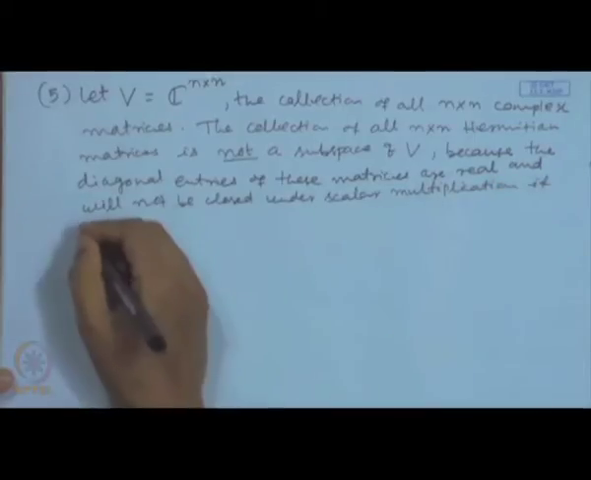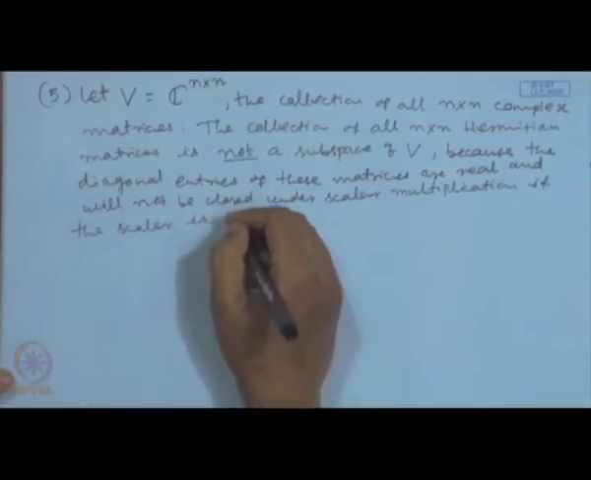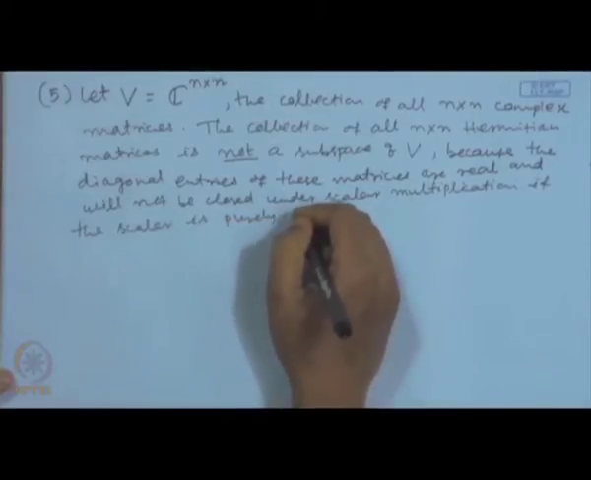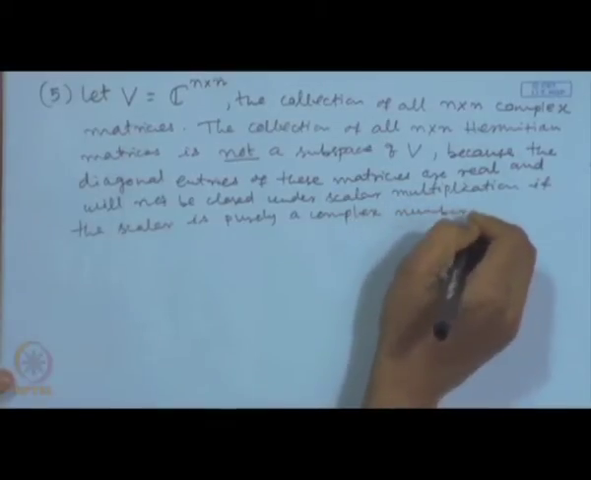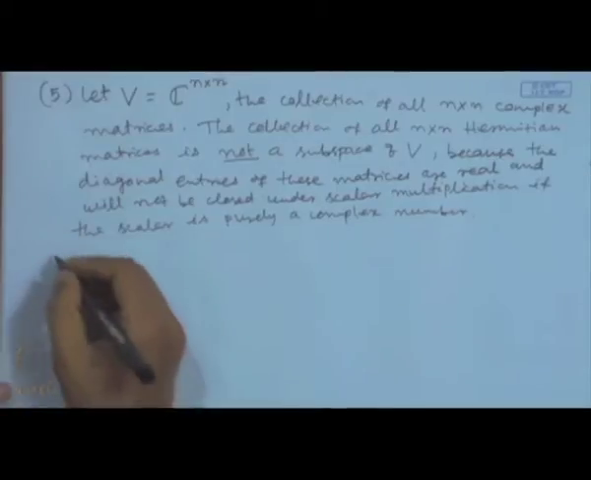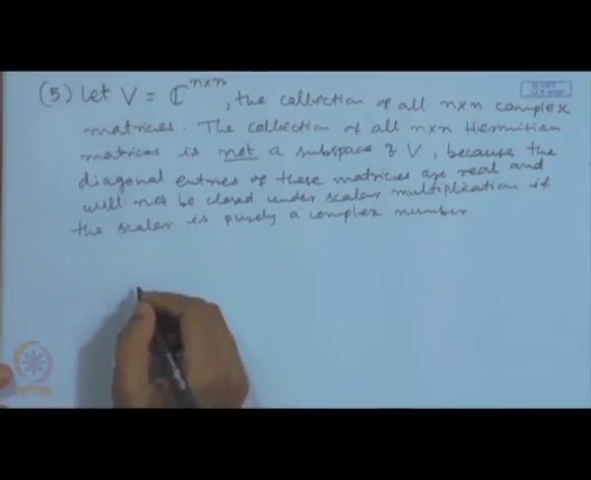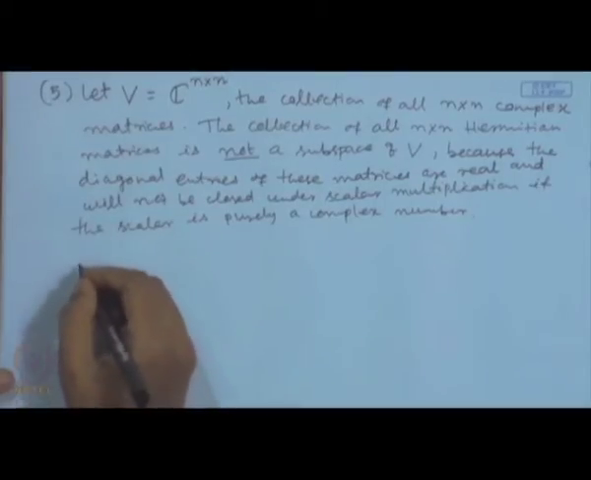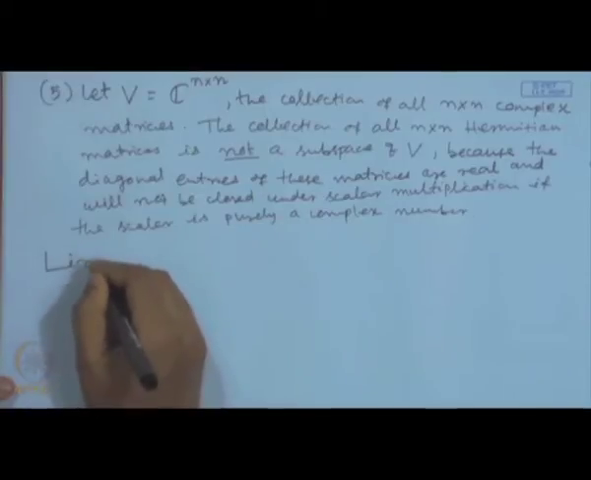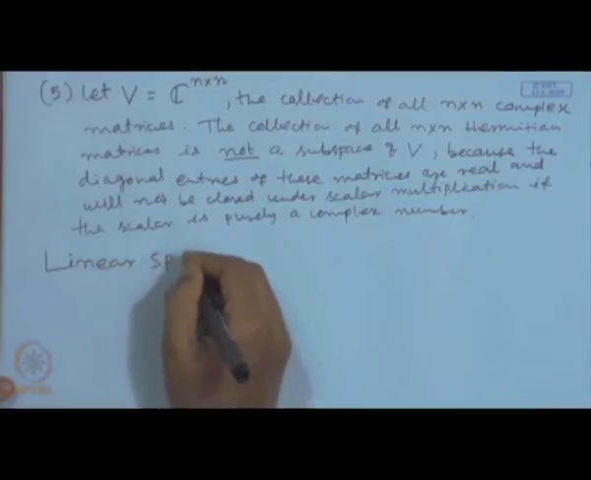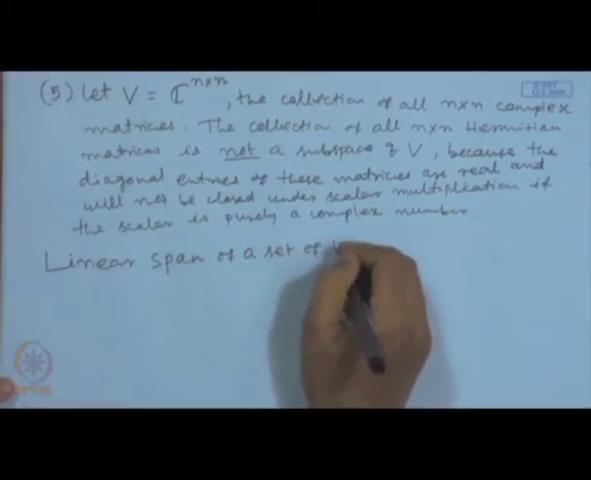If the scalar is purely a complex number, so these are some examples of subspaces. Then we will define another important concept, that is a linear span of a set. Linear span of a set of vectors.